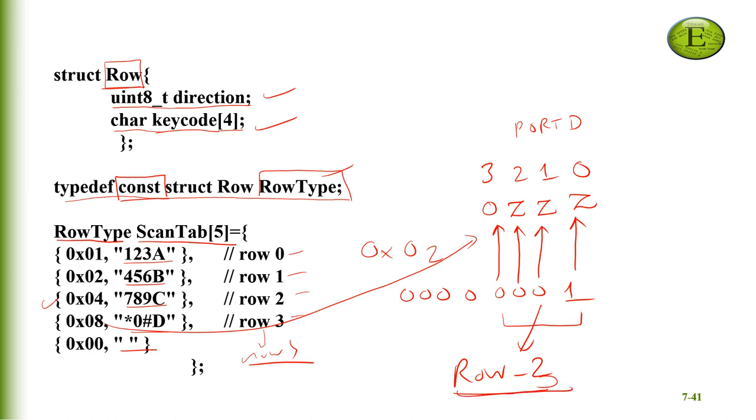So these numbers will be used later to configure the pins of port D, and that is dictated by what row we are going to scan. Quite naturally, if we go top down, we are going to scan row 0, row 1, row 2, row 3, and this defines the null row.